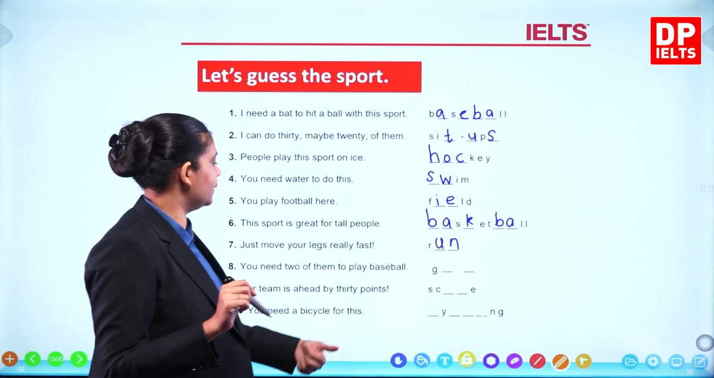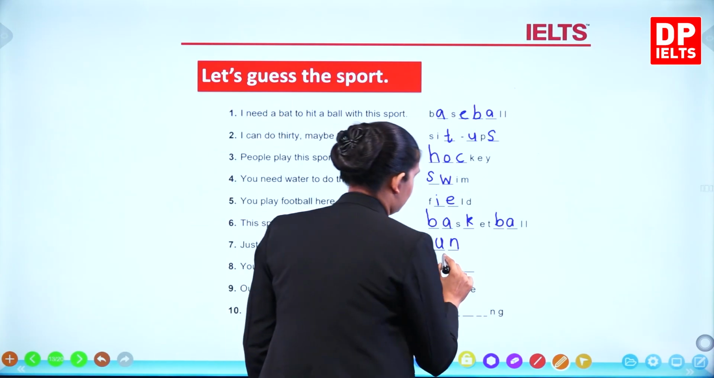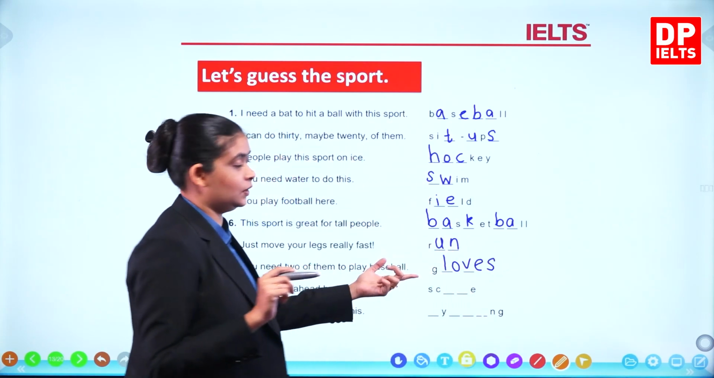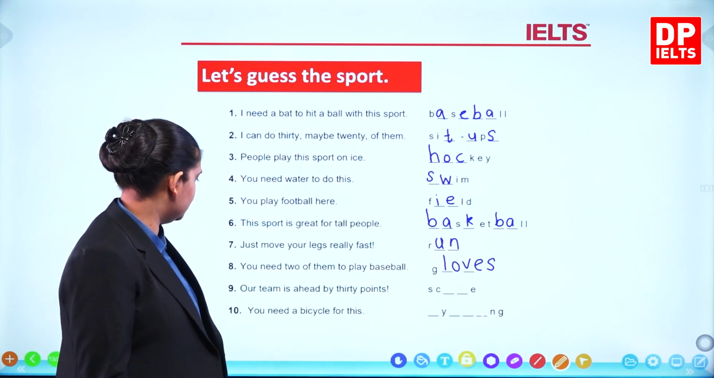You need 2 of them to play baseball. So you could have gloves. Okay. Or it's starting with G, so definitely gloves, right?